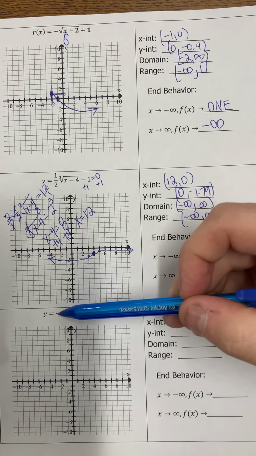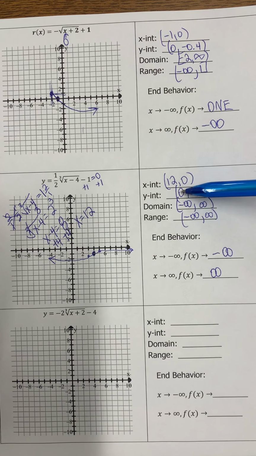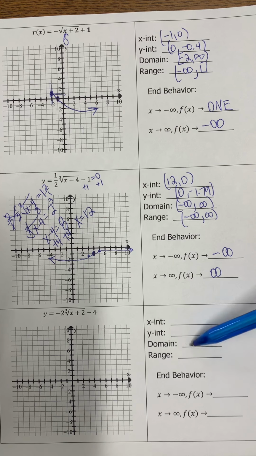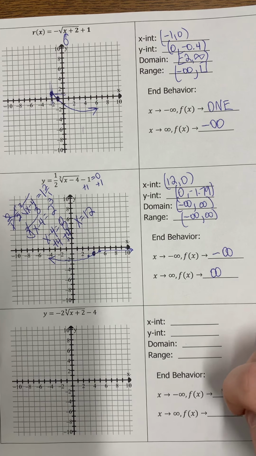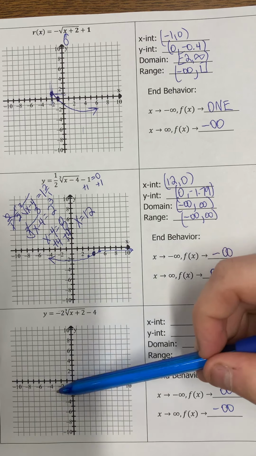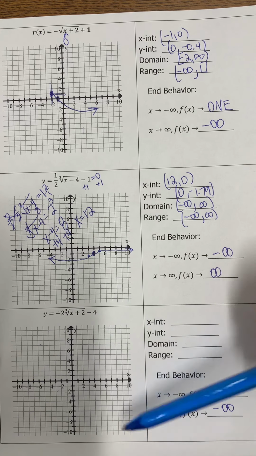The only difference, this graph is reflected. We would find the x and y intercepts the same way. The domain and range would be exactly the same. But the end behavior this time would be the opposite, because if it's reflected, the left side of the graph is going to go up and the right side of the graph would go down.